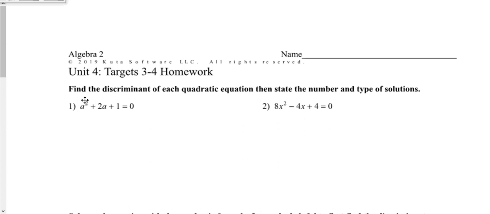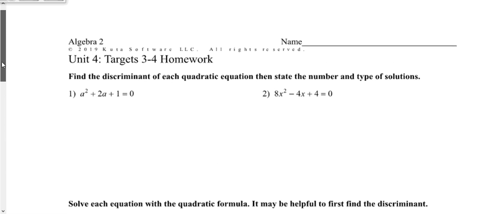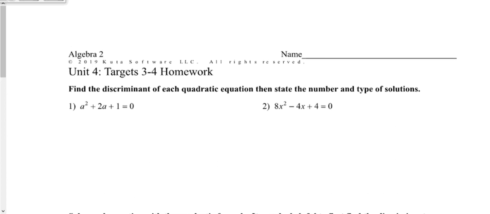Okay, so here are the targets 3 and 4 homework. We're finding the discriminant of each quadratic equation, stating the number and type of solutions we have, and then we're going to go ahead and work with the quadratic formula a little bit. And I'll go ahead and write all this up here.